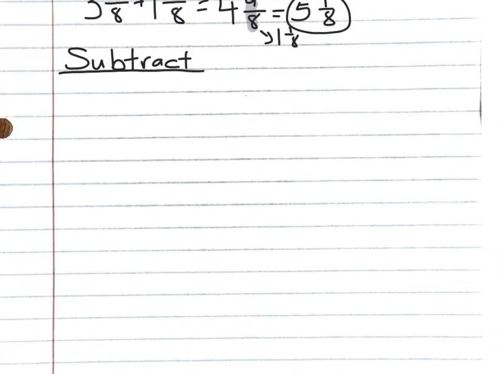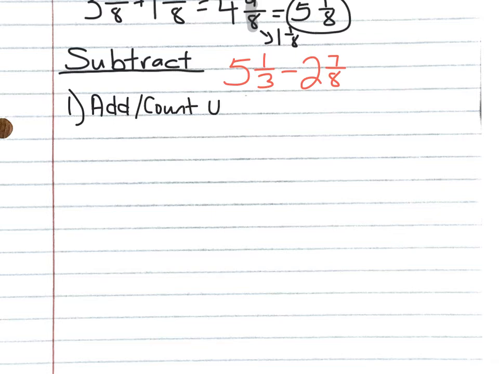So we're going to look at subtracting the values of 5 1/3 minus 2 7/8. Now I'm purposely picking one where our second fraction is larger than the value of the first because that's where students typically have trouble. Our first strategy that we're going to use is actually we're going to add or count up. Some of you may have seen this strategy when you first learned subtraction. It might be new for some of you.